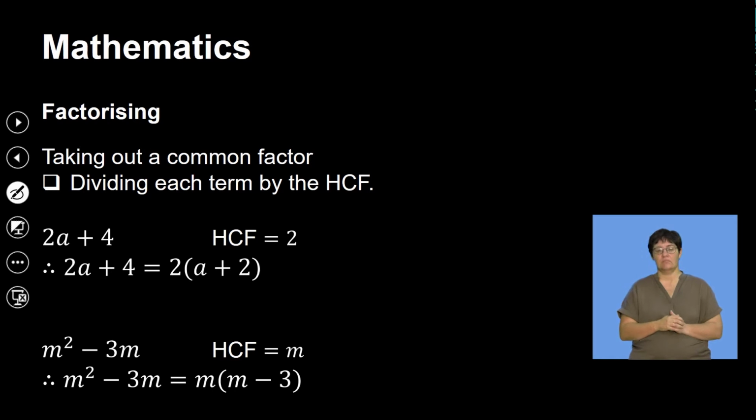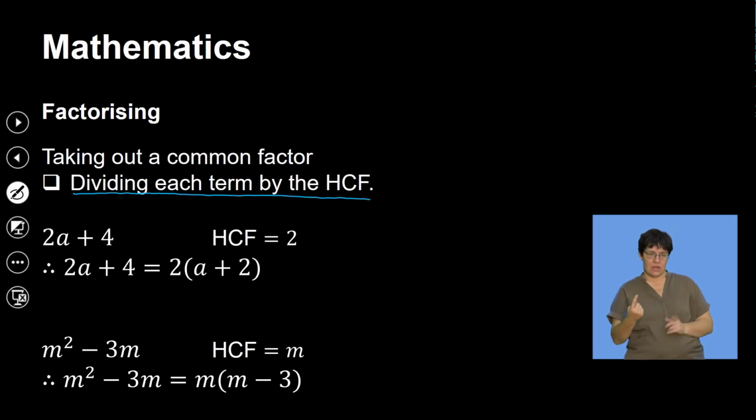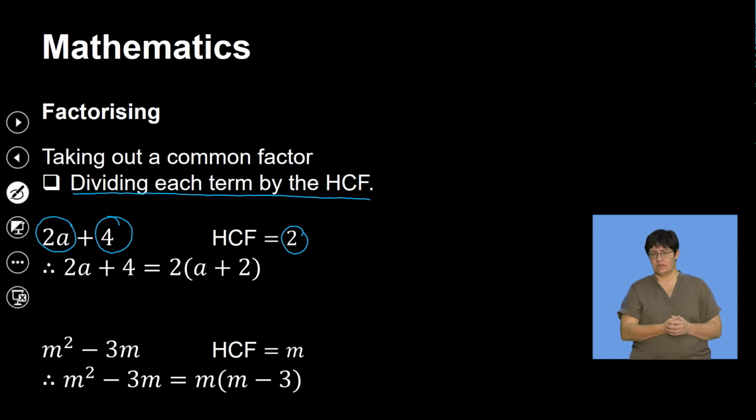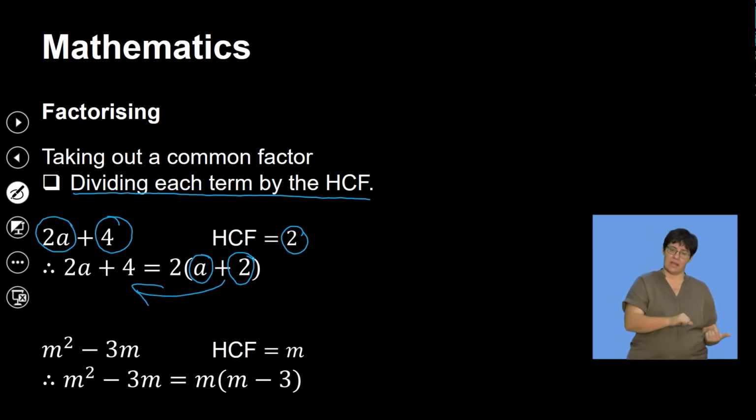Now, taking out a common factor means that you are dividing each term by the highest common factor. Example, if I have 2a plus 4, my highest common factor here will be 2 because 2 is divisible in 2a and it is also divisible in 4. If I divide 2a by 2, I will be left with only a. I divide the 4 by 2, I will be left with 2. Such that if I was to remove the bracket, it will take me back to what the question was. So that's what taking out a common factor is all about.